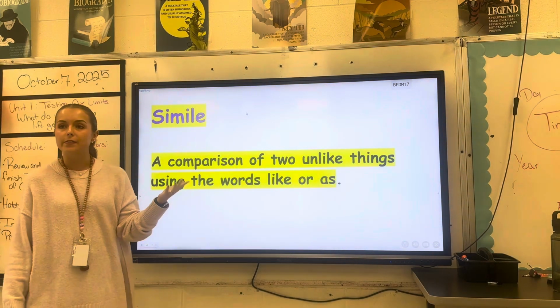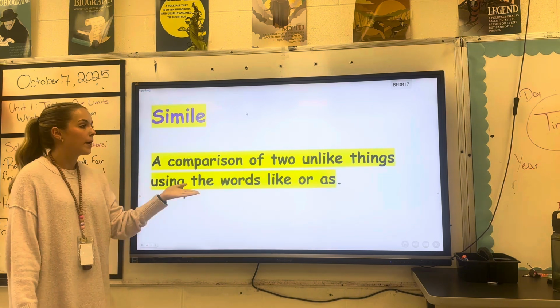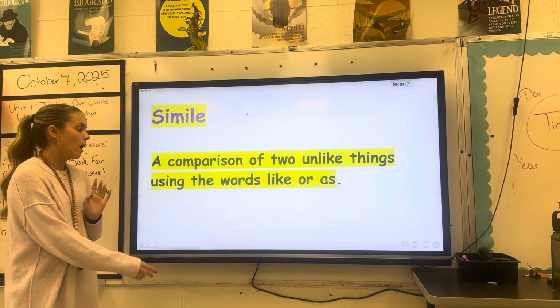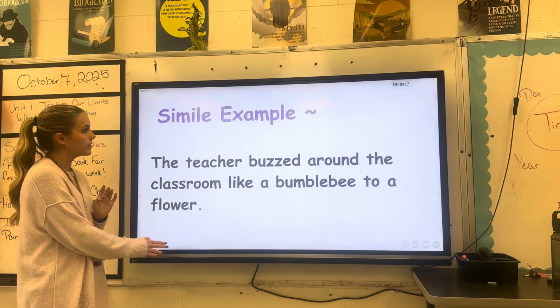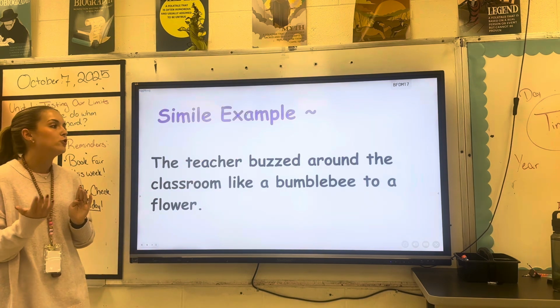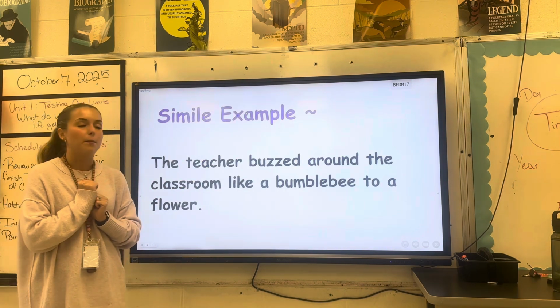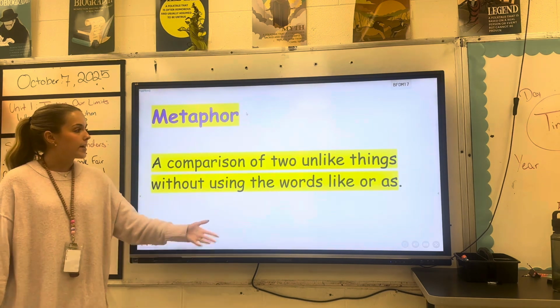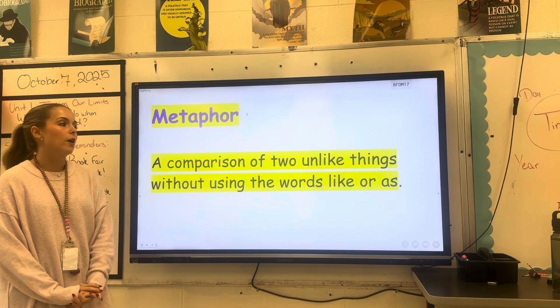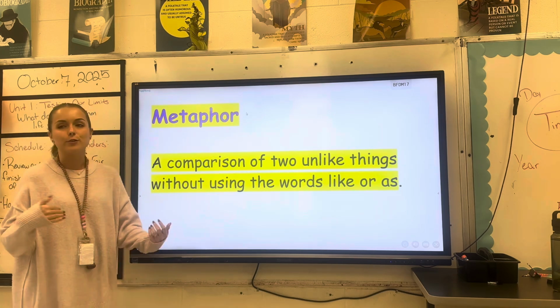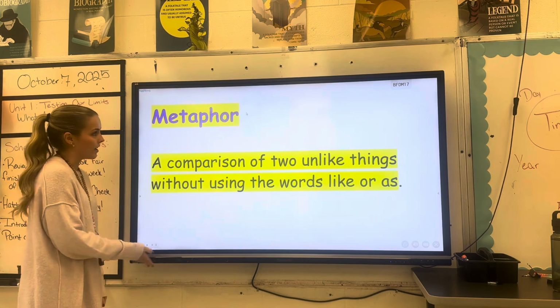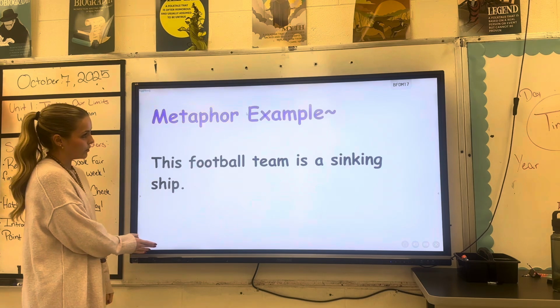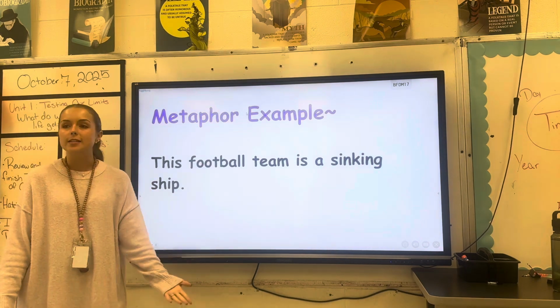The first one we have is a simile, which is a comparison of two unlike things using the words like or as. And here's my example. The teacher buzzed around the classroom like a bumblebee to a flower. The next is a metaphor. It's a comparison of two unlike things without using the words like or as. And you've already seen my example, the same one that I used at the beginning. This football team is a sinking ship.